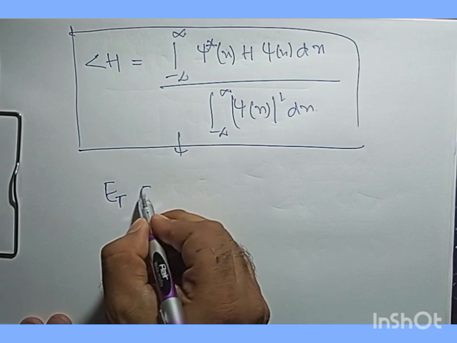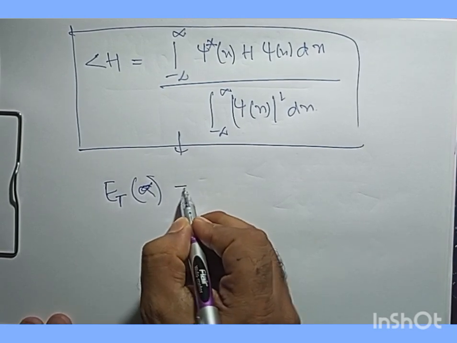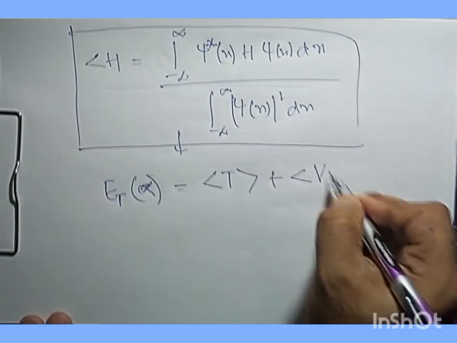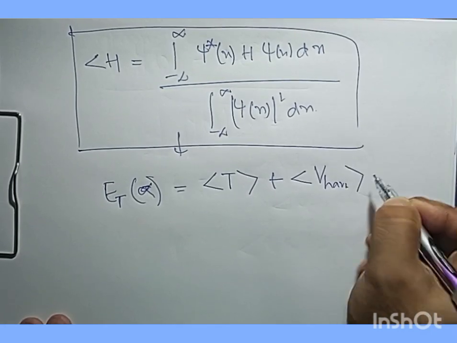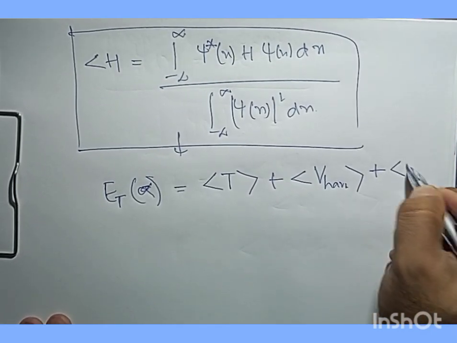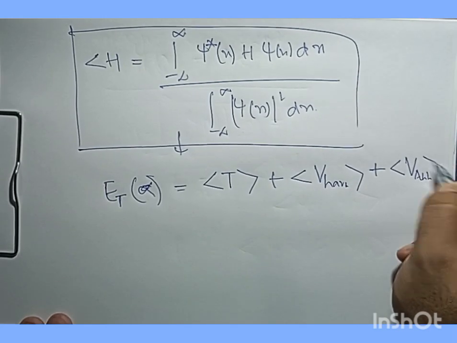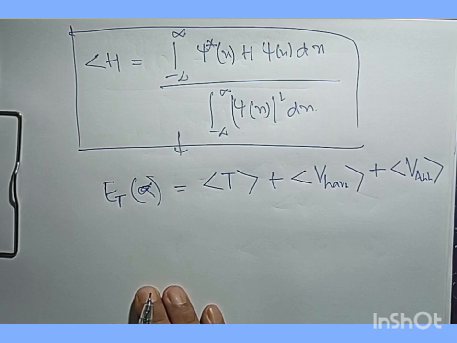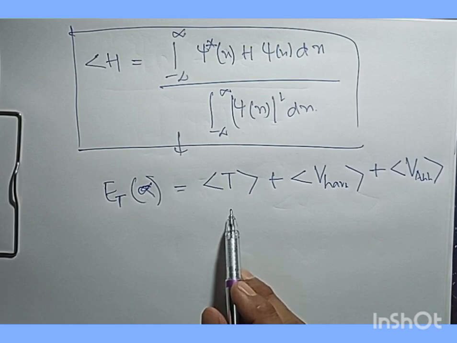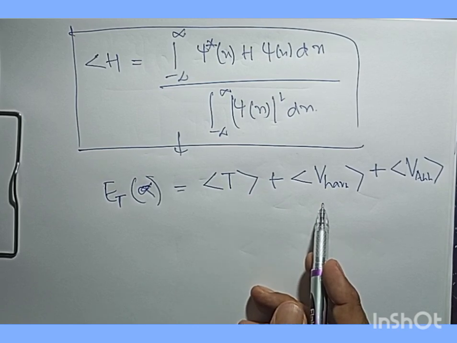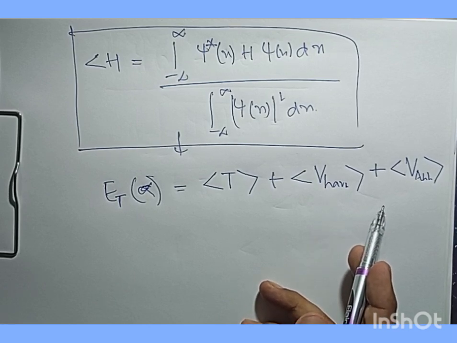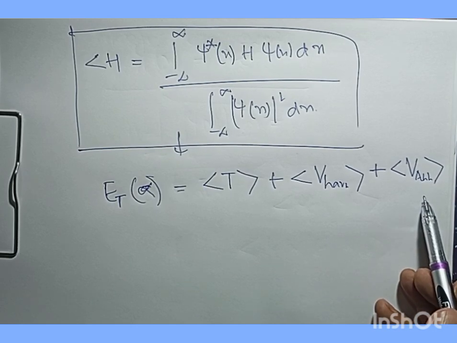So E trial, with respect to the alpha that is to be calculated, is the expectation of the kinetic energy plus the expectation of V harmonic, and then the expectation of the V anharmonic part. So this is how our energy is simplified to: this is the kinetic energy term, this is the potential energy term, and the third one is the potential energy term due to the contributions of anharmonicity.